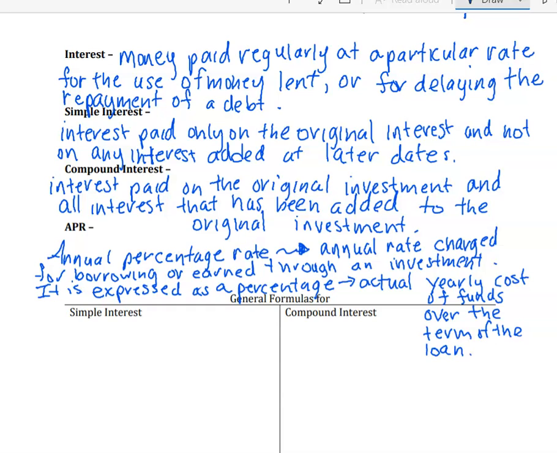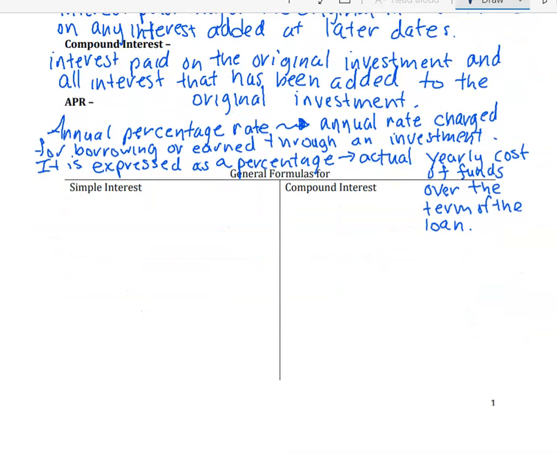With compound interest, you pay interest on the original investment and all interest that has been added to the original investment. APR is the annual percentage rate. This is the annual rate charged for borrowing or earned through an investment. It's expressed as a percentage. It's the actual yearly cost of funds over the term of the loan. When we're talking about simple interest, we've got the definition above, but there's a formula we're going to use.